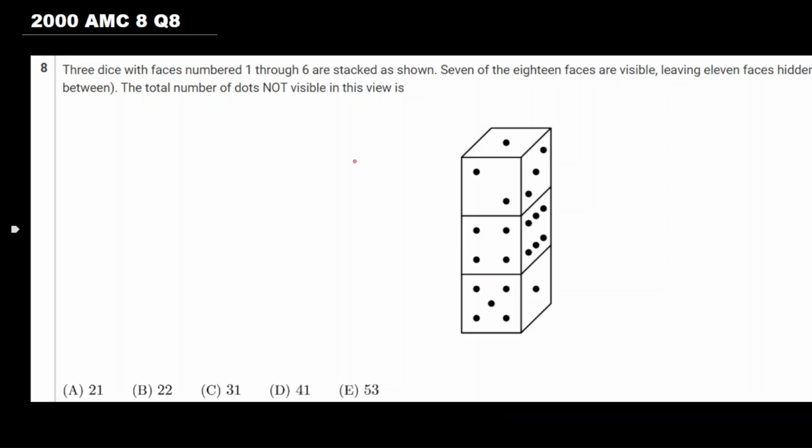Our next problem is from 2000 AMC, question A. 3 dice with faces numbered 1 through 6 are stacked as shown. 7 of the 18 faces are visible, leaving 11 hidden faces. Back, bottom, between. The total number of dots not visible in this view is.